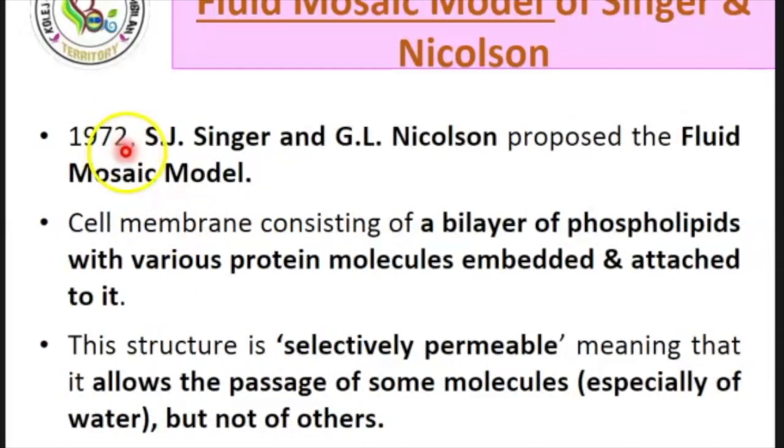In 1972, S.J. Singer and G.L. Nicolson proposed the Fluid Mosaic Model. The cell membrane consists of a bilayer of phospholipid with various protein molecules embedded in and attached to it. This structure is selectively permeable, meaning that it allows the passage of some molecules, especially water, but not others.